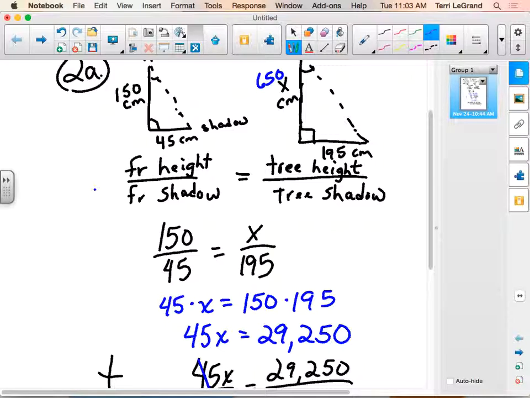Okay, and what should happen? They should be equal. Okay, so we could do it mathematically. We could say if you take 150 and divide it by 45, it should be the same as if you take 650 and divide it by 195, okay?